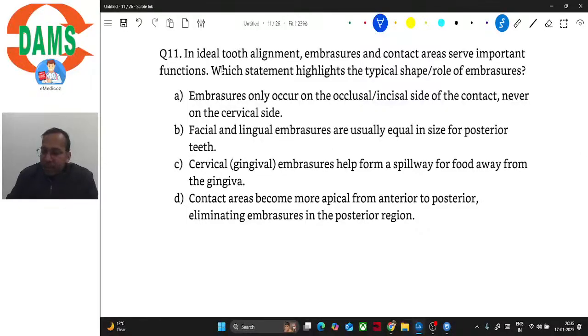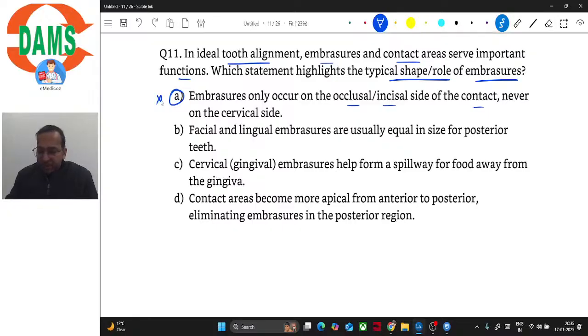In ideal tooth alignment, embrasures and contact areas serve important functions, and we know of it, isn't it? Which statement highlights the typical shape or role of embrasures? So which statement is correct regarding their role or their shape? Option A, embrasures only occur on the occlusal or incisal side of the contact and never on the cervical side. So this is obviously incorrect because we have 4 types of embrasures: incisal or occlusal and gingival, and similarly facial and lingual. So we have 4 embrasures.